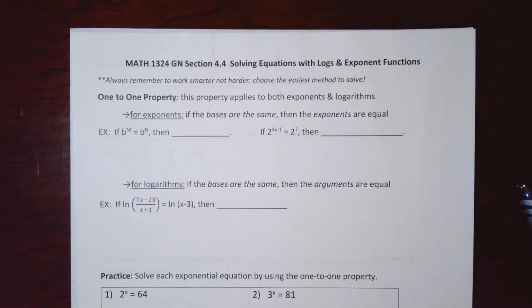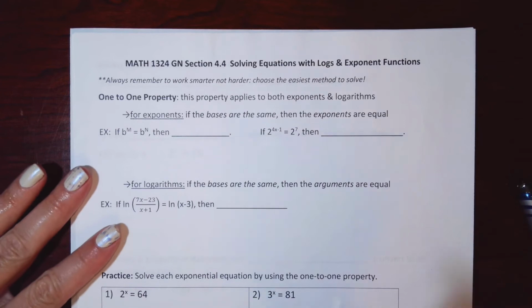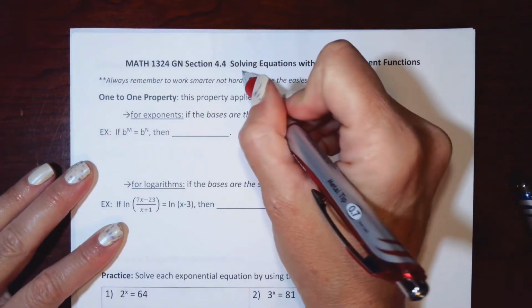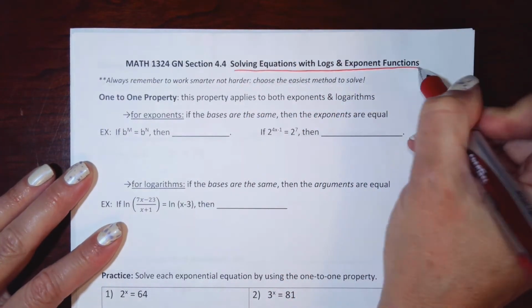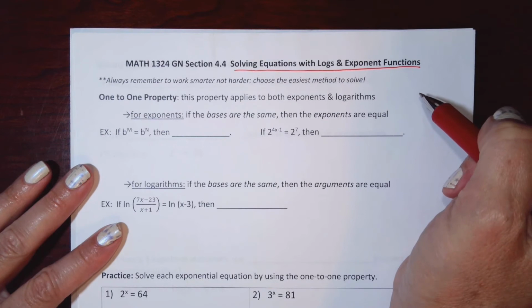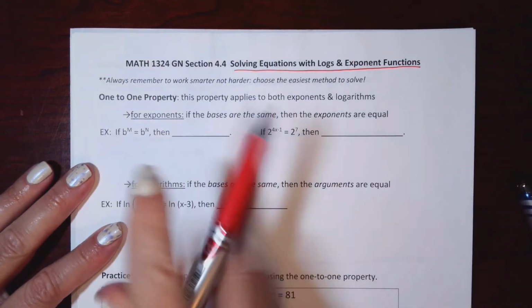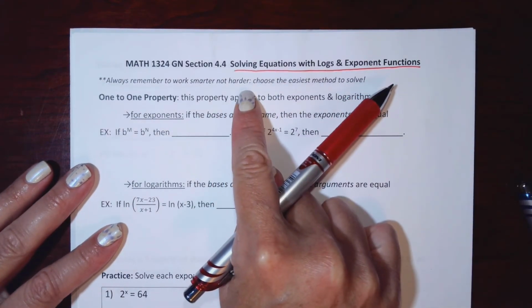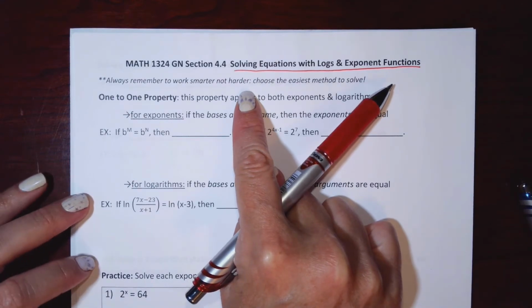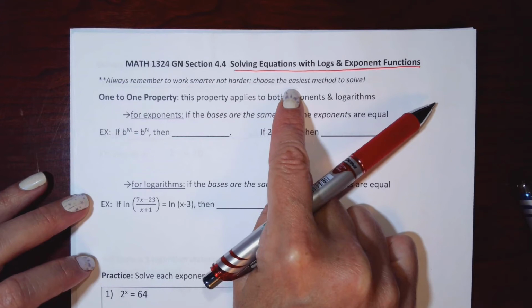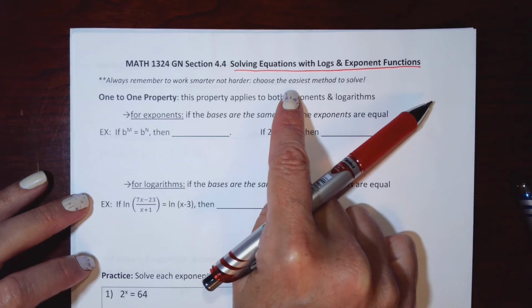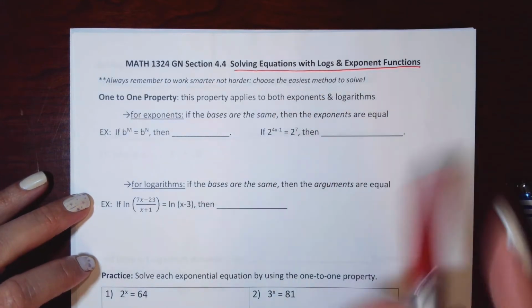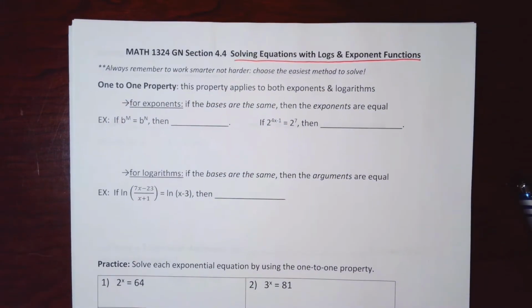In this last section that we're looking at from chapter 4, we're going to be working on solving equations with what we know about logarithms and exponential functions. Now, always remember to work smarter, not harder. There's going to be more than one way to do each of these things. Make sure you do your best to choose the easiest method to solve. If you don't choose the easiest method, that usually just means more steps. But I will give you some good places to start.